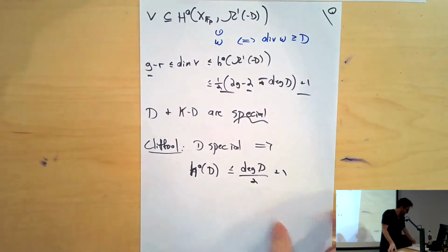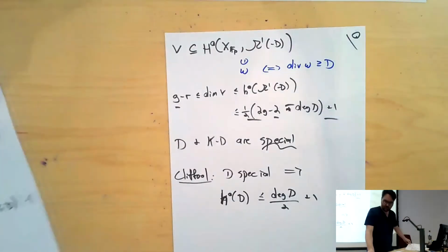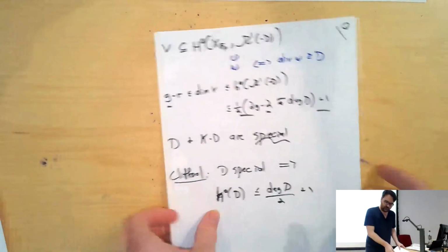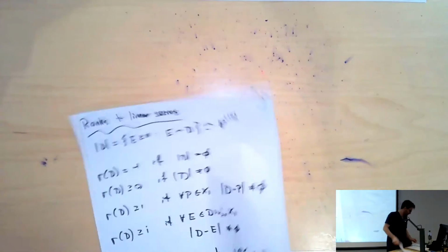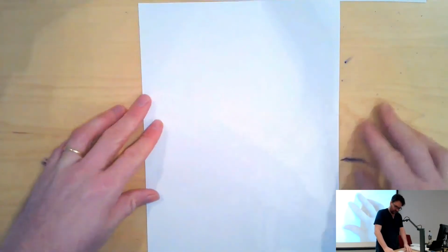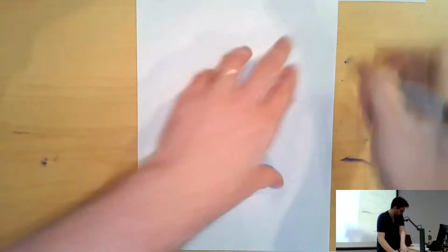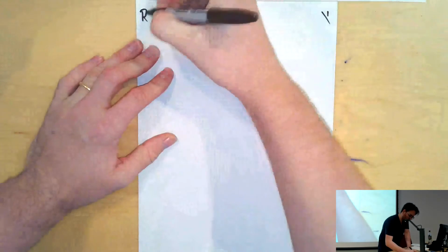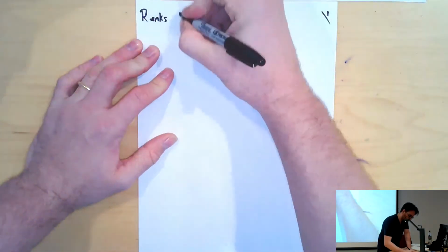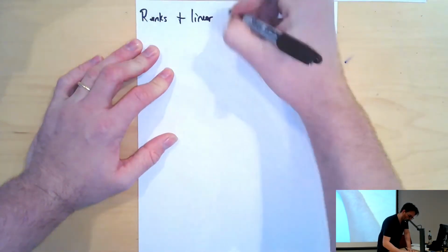So that's a review, and I want to rephrase Stoll's theorem slightly, almost imperceptibly at first. And talk about slide 1, ranks and linear series.